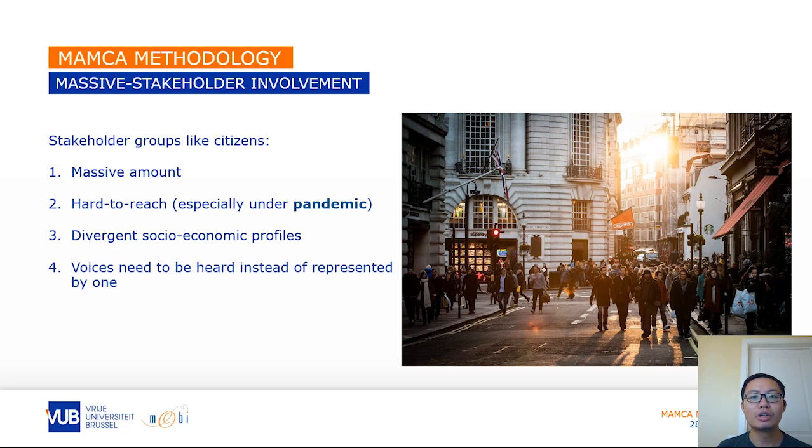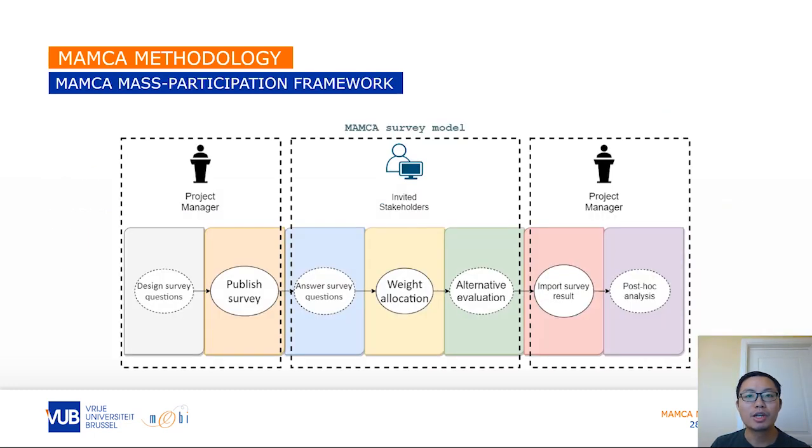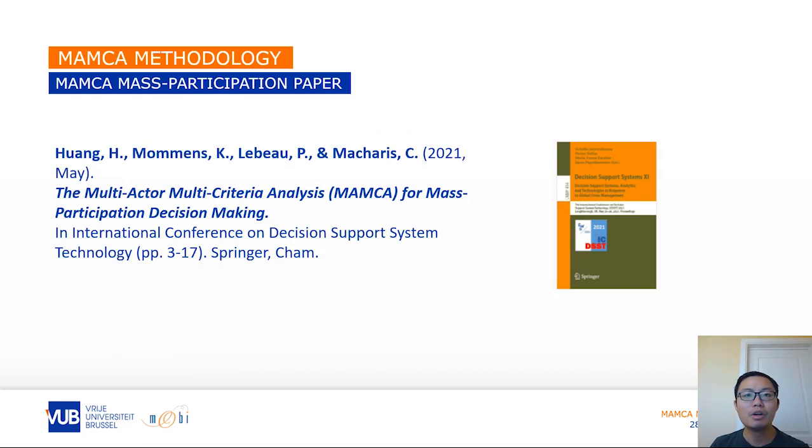On the other hand, such stakeholders are hard to reach, especially under the pandemic. Offline workshops are not possible anymore. Therefore, the MAMCA mass participation framework is proposed. In such a way, the stakeholders and the decision makers can work independently. The stakeholders can work with the criteria and evaluate the alternatives under the assistance of the survey tool instruction, without guidelines from the decision makers, unlike the standard MAMCA participation framework, where the stakeholders have to participate in the physical or online workshop. We proposed the mass participation concept in a previous paper, and in this work, we will demonstrate the mass participation MAMCA in a case of the VUB COVID policy evaluation.